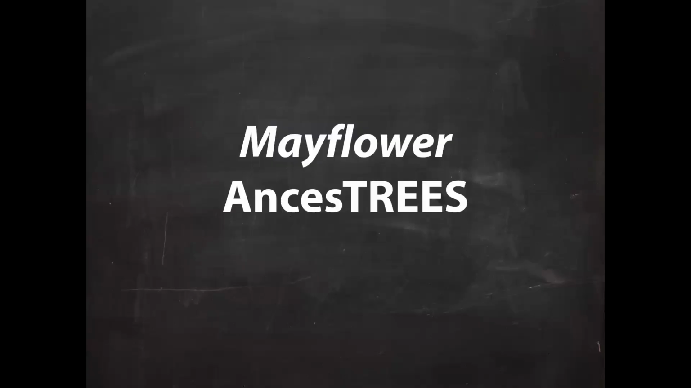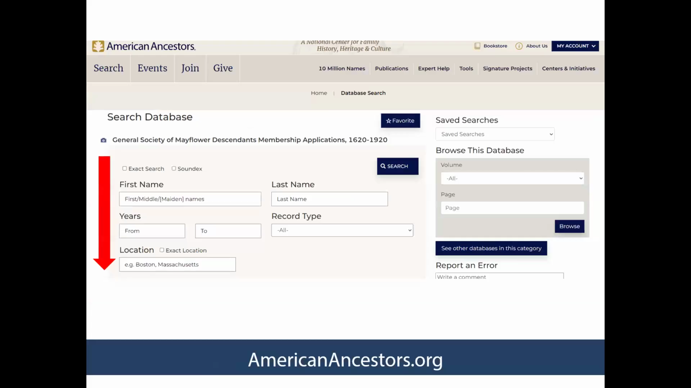Let's talk about the ancestry trees that have also been created. So we have a tree product called Ancestry Trees, and we've actually created Ancestry Trees for the Mayflower passengers. So when you actually go on the Mayflower Descendants membership applications, what you want to do is you want to scroll all the way down to the bottom.